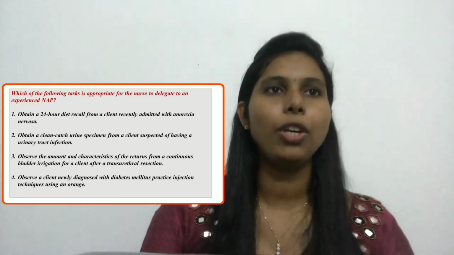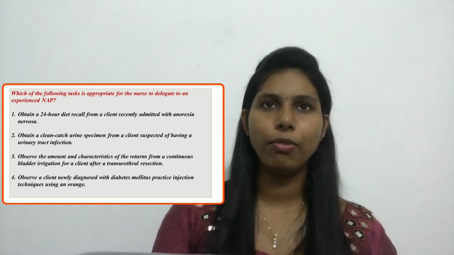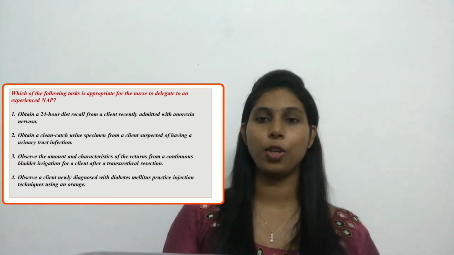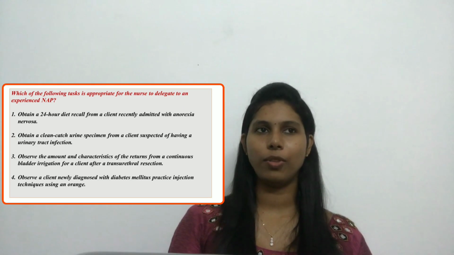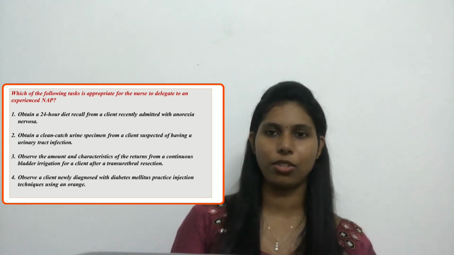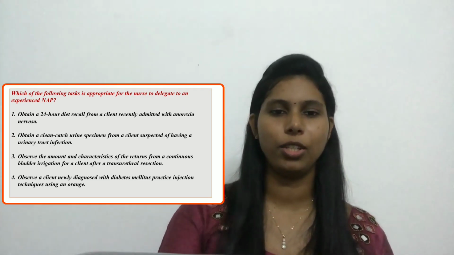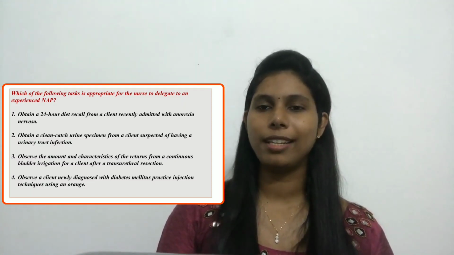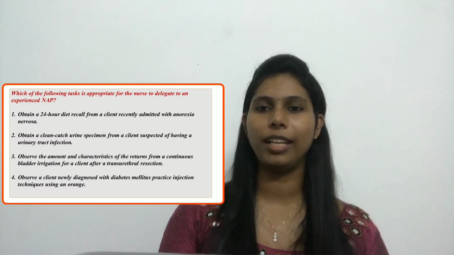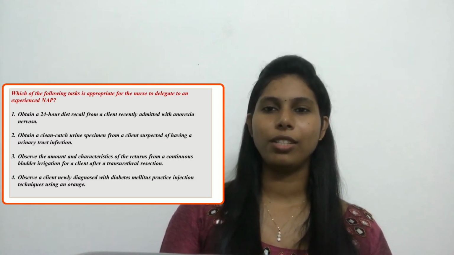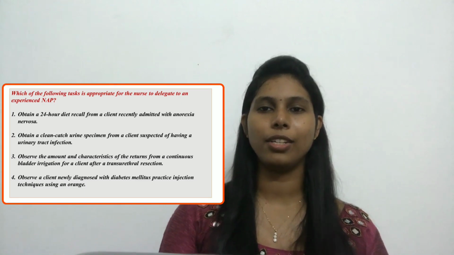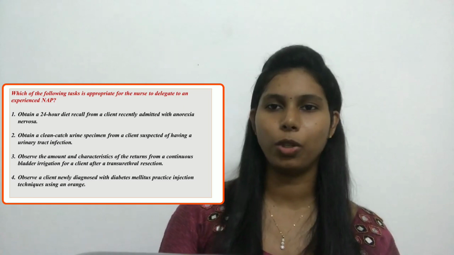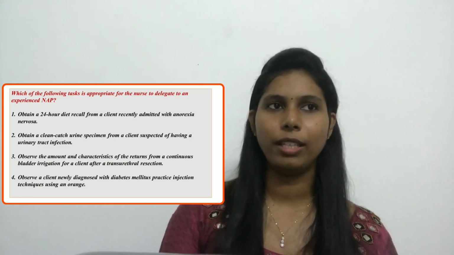See the next question. Which of the following tasks is appropriate for the nurse to delegate to an experienced NAP, nursing assistive personnel? Here there is one distracting word, experienced, but you should be very careful. We have already discussed the four rules of delegation, and what things we should take care of when delegating a task to the NAP or UAP or LVN or LPN. Hope you are remembering those topic areas. So shall we go with the options?